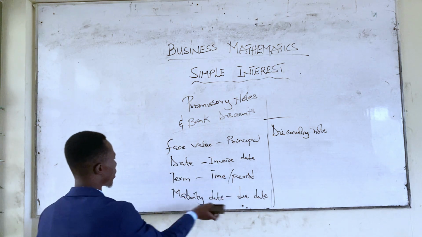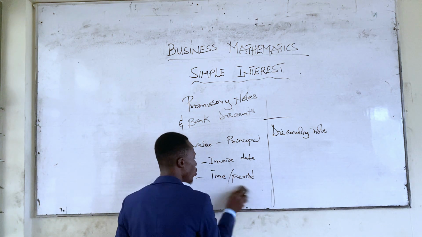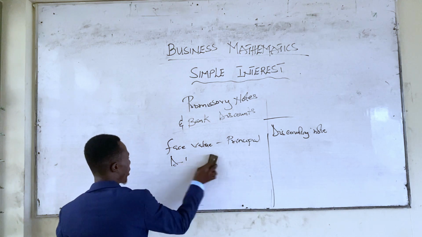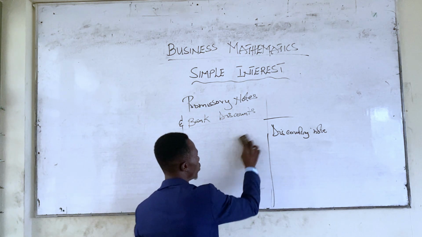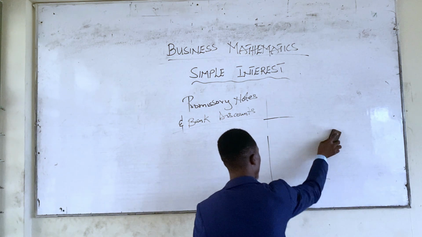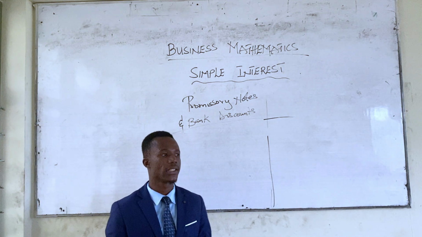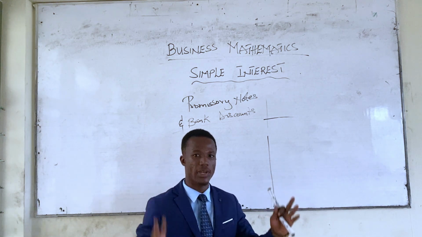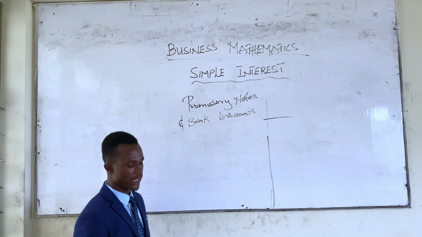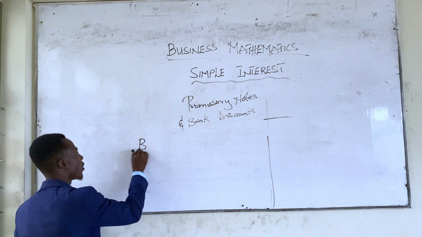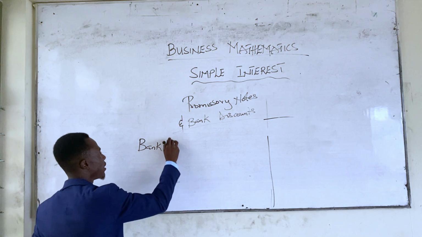Since we know the terminologies, let's look at the formulas. Then when we pick a question, you will see that you are good with it. We are going to look at basically two formulas. We are going to look at the bank discounts.